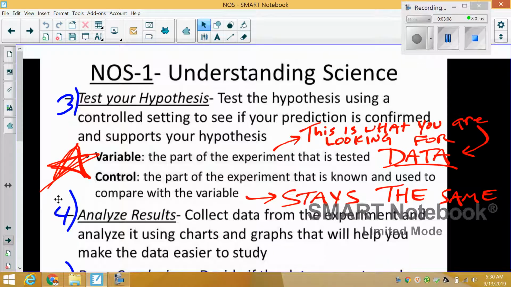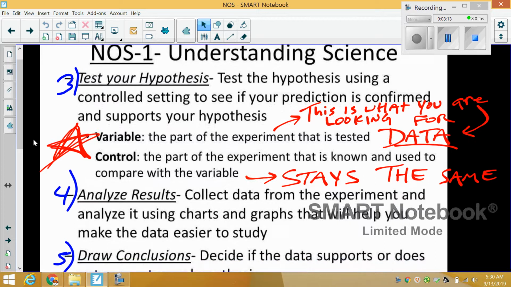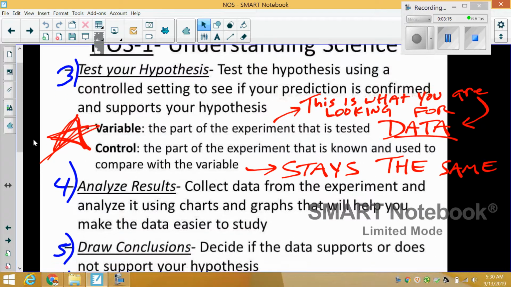So following this step, we have step number 3, which is testing your hypothesis. Remember, this is your experiment. A few things to understand about your hypothesis. There are variables in your experiment. So make sure you try to add these little notes in there. The variables are kind of what your experiment is testing. This is what you're looking for. This is your data. That's a decent way to look at what a variable is.